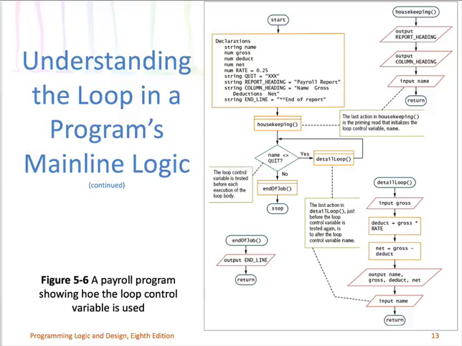So here is a payroll program showing how the loop control variable is used. Basically, in the housekeeping they output some information, and in the detailed loop they ask you for the person's gross pay, figure out some deductions, figure out what your net is, output it, ask for a name, and then it asks what's the name of the next person.